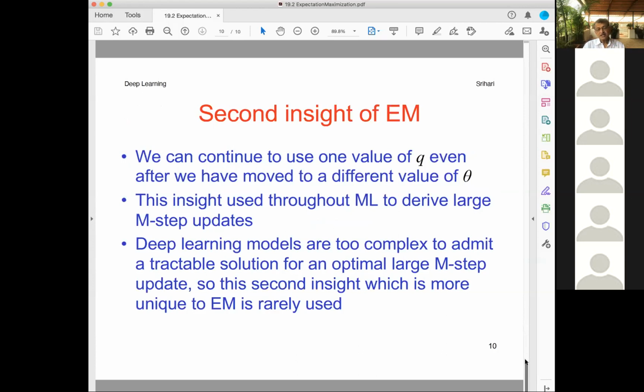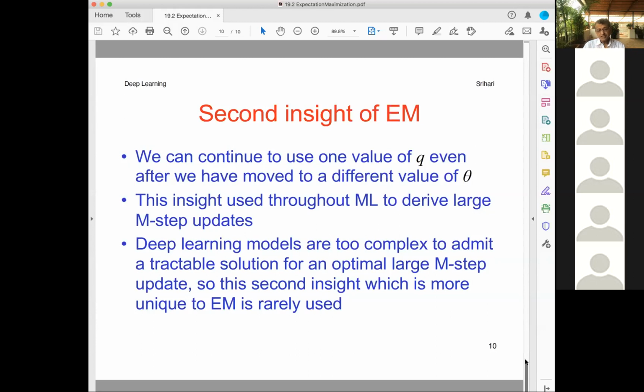The second insight of EM is that we can continue to use one value of Q even after we have moved to a different value of theta. We fix Q, and then we keep on updating theta, and once that converges, we come back to a new value of Q. This insight is used throughout machine learning to derive large M updates. Deep learning models are too complex to admit a tractable solution for an optimal large M step update.